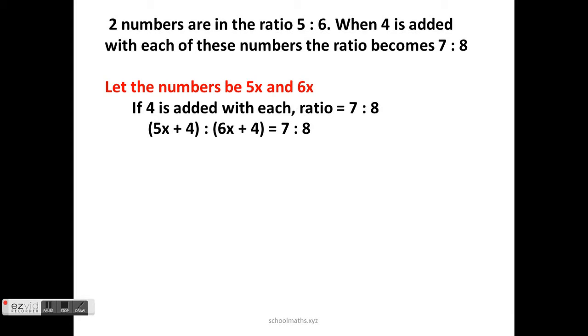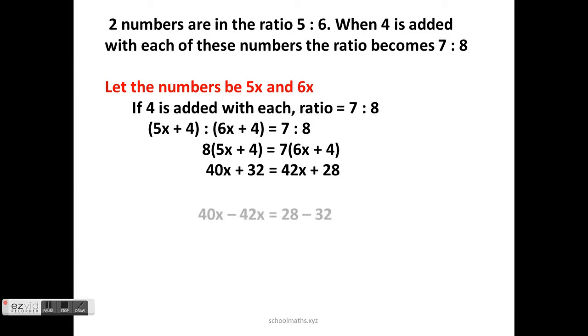Now, what is the important rule of the ratio? The product of the first term and the last term is equal to the product of the second term and the third term. See the next step: 8 into (5x + 4) equals 7 into (6x + 4). We multiply and simplify. So the value of x is 2. Further we have to do more, but here we are not doing anything. Here we stop.